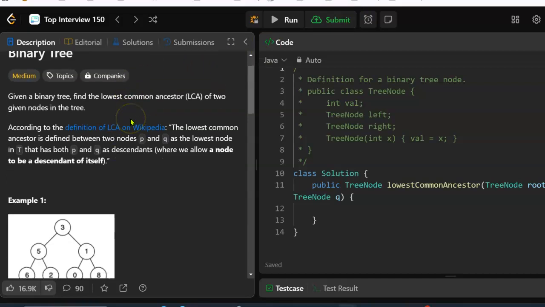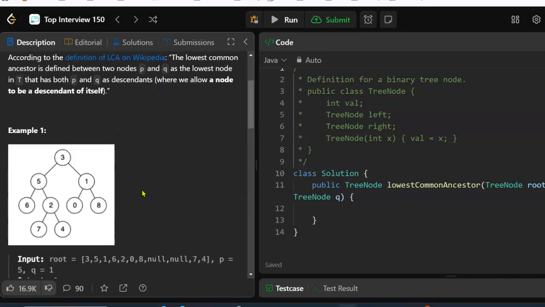Okay, the lowest common ancestor is defined between two nodes P and Q as the lowest node in T that has both P and Q as descendants. We allow a node to be a descendant of itself. All right.